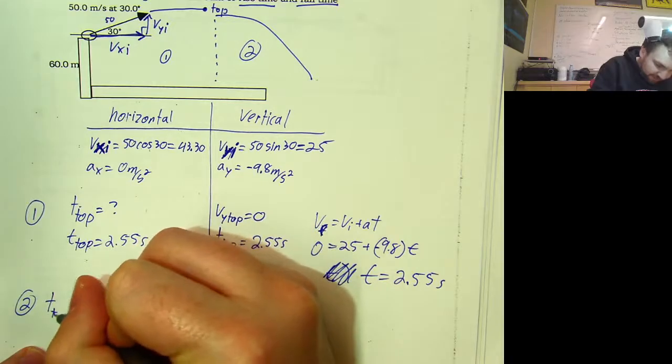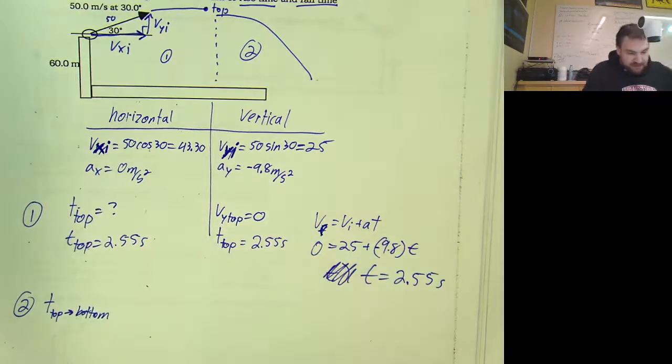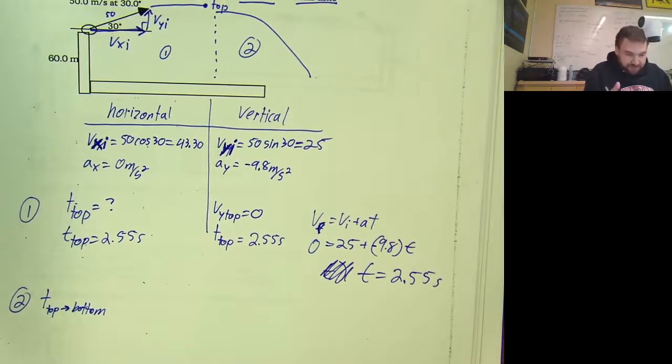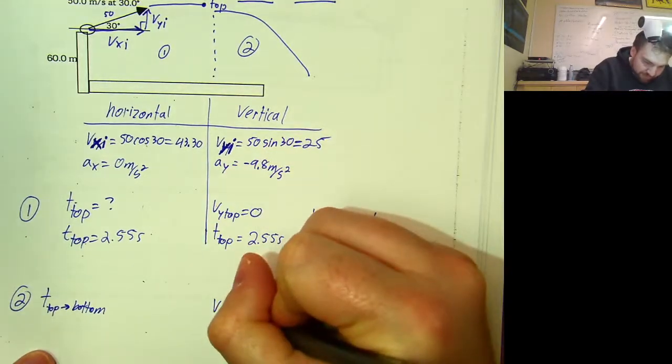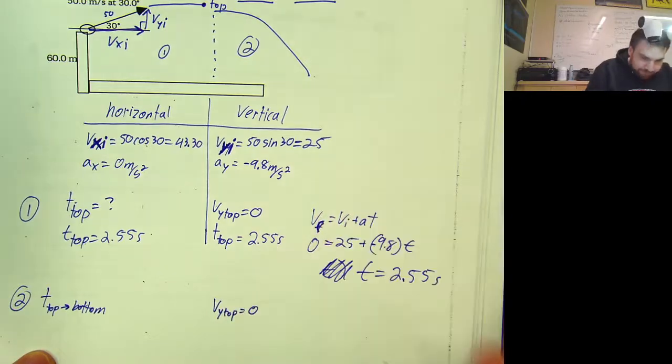T from top to bottom. Now there's a few things that we've got to write in here. We've got to acknowledge that to go from the top to the bottom, VY at the top is equal to 0.